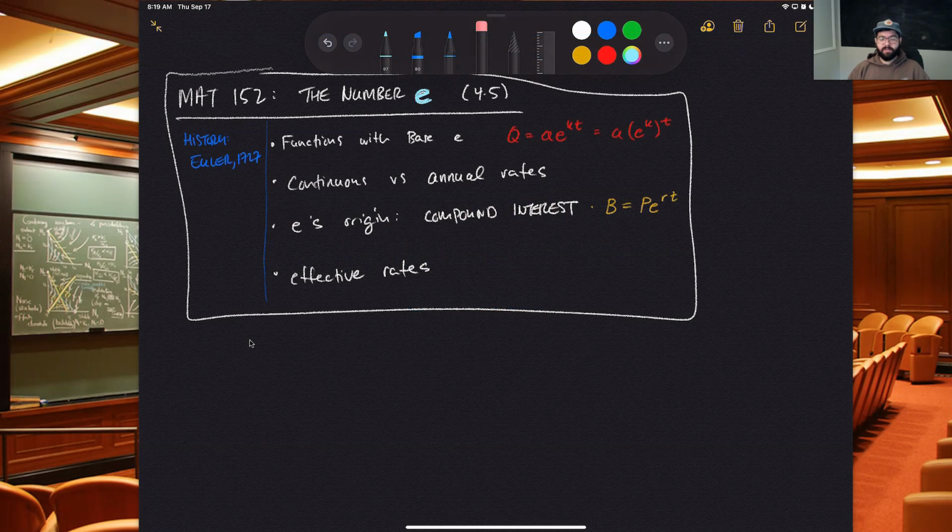Hello, good morning. So today we're going to be looking at the very special number e, which was named after Leonard Euler, a mathematician in the 1700s who is considered to this day to still be, if not the greatest, definitely one of the greatest mathematicians in the history of humankind. So he contributed all sorts of amazing problems.